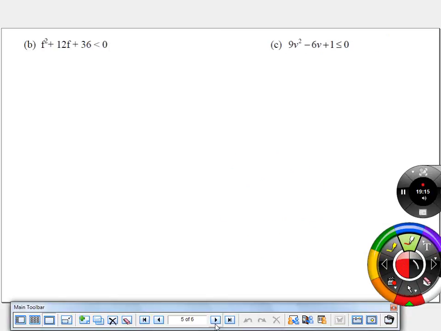All right, let's look at part B. Again, it's a perfect square, so we could factor it. And then the only 0, where it's going to exactly equal 0 on the x-axis, or in this case, they're using the letter f, would be at -6. But it cannot be equal to 0. It says only less than 0. So I'm going to make an open point at -6.